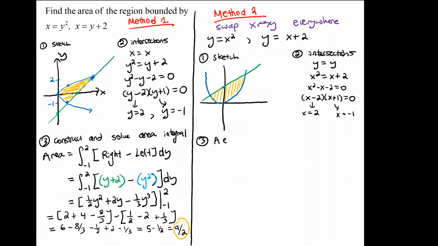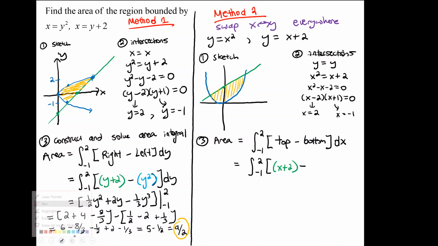So area is equal to the integral from negative 1 to 2 of the top function minus the bottom function. And now we're integrating with respect to x instead of integrating with respect to y. Integral from negative 1 to 2 of the top function, x plus 2, minus the bottom function, x squared.